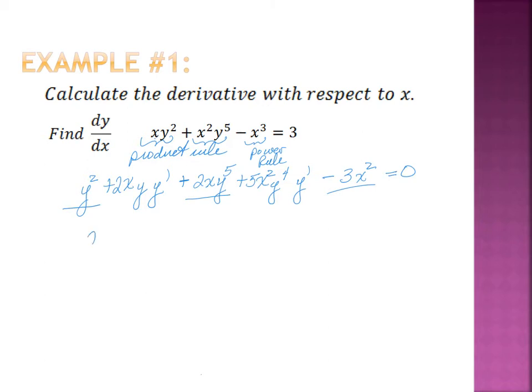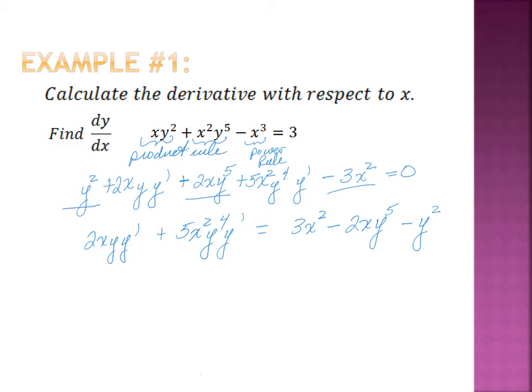So I have 2x y prime staying on the left. I have 5x squared y to the 4th y prime staying on the left. Moving to the right, I have a positive 3x squared, a negative 2x y to the 5th, and a negative y squared. Notice that everything with a y prime is on the left.